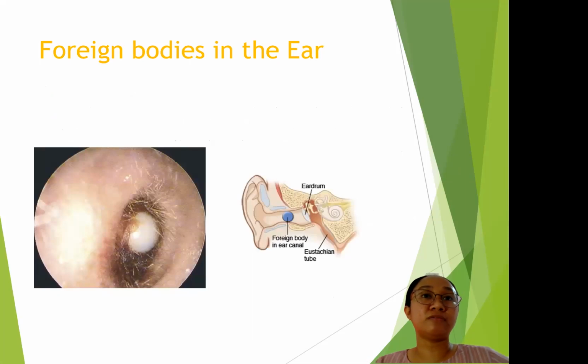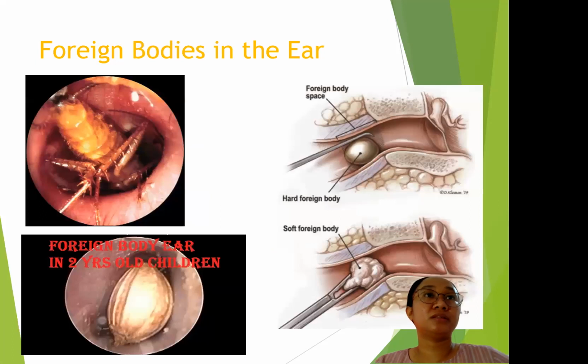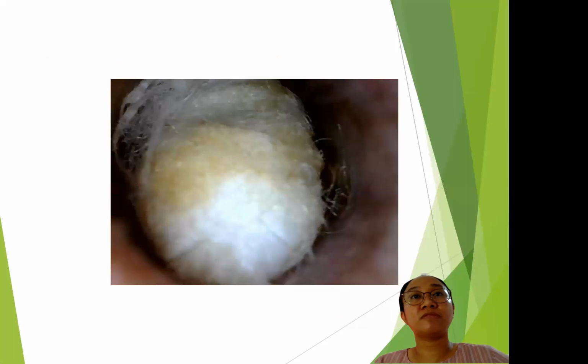This is an example of a pellet stuck inside the ear of a patient. These are photos I got from the internet: an insect, a pellet, cotton, and a seed. Here, this is an actual photo of a patient in my clinic wherein he accidentally left cotton in his ear canal. This was removed successfully. Let me show you a video of a patient wherein I was able to remove a live cockroach inside his ear.